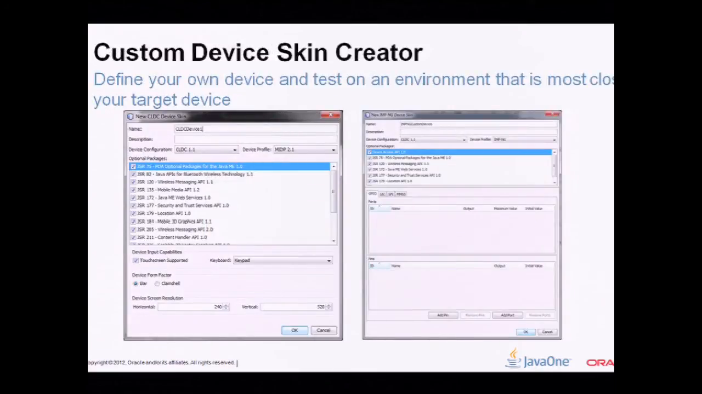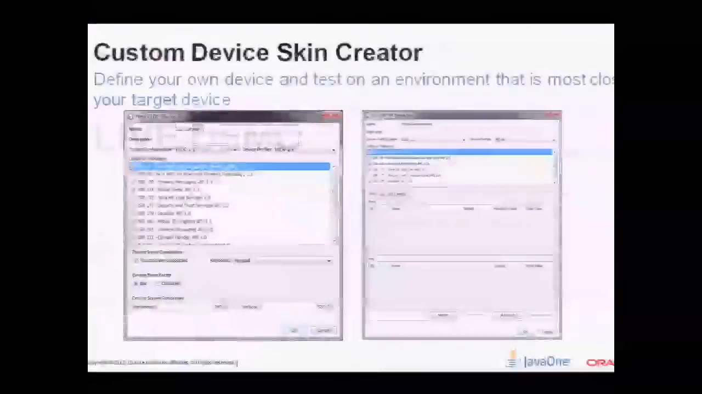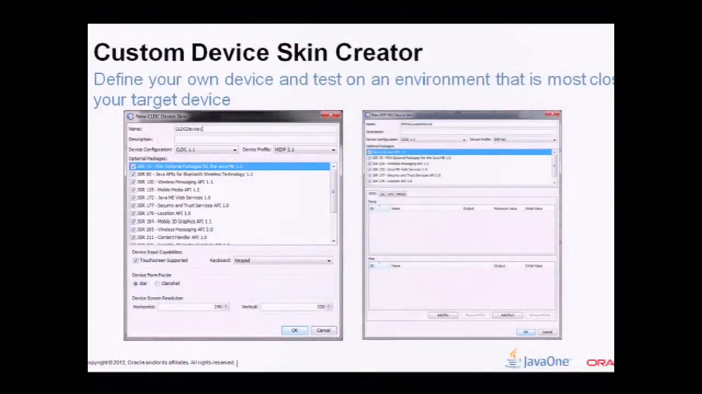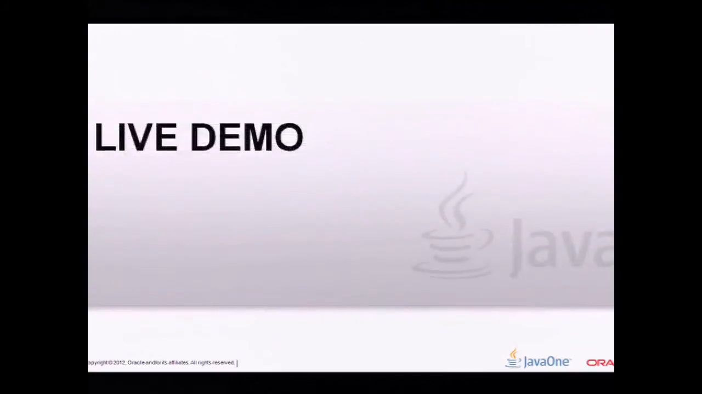Custom device skin creator. Yeah, this is the last. You can specify... we call it skin, but it's not really something graphical. It's not about the graphic skin. Actually, this is a configurator in a way. You can configure your own device, what type of keypad it has and what type of screen resolution it has. The left side is for the mobile device skin creator, and on the right side you see the embedded device profile creator. Okay, let me show you all of these in live demos.